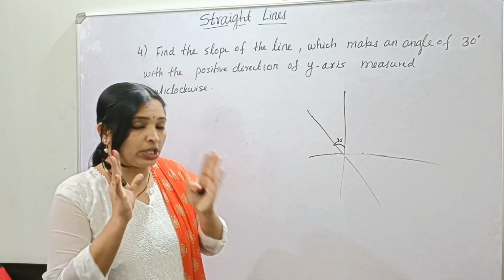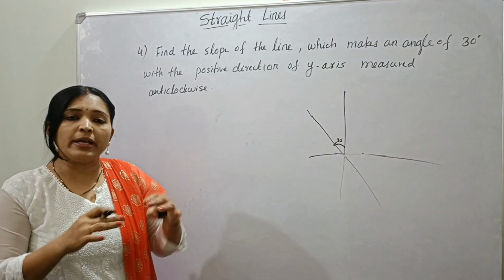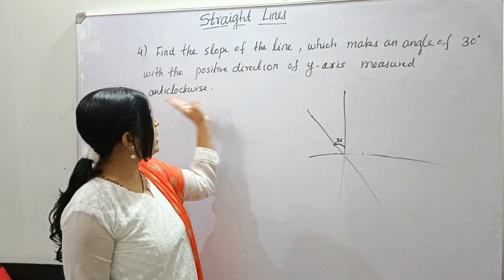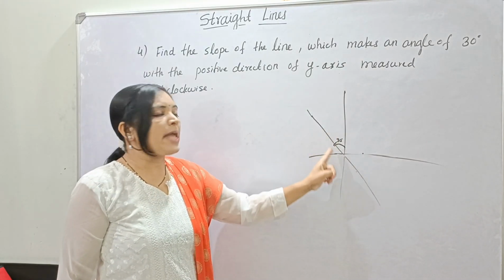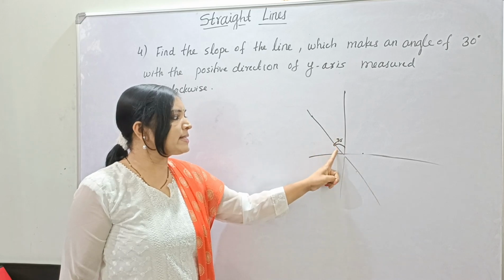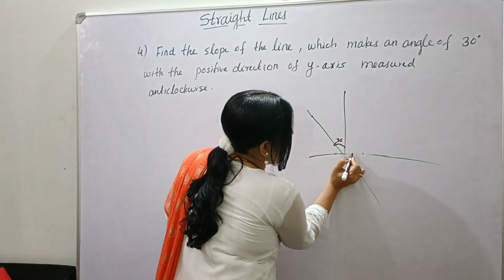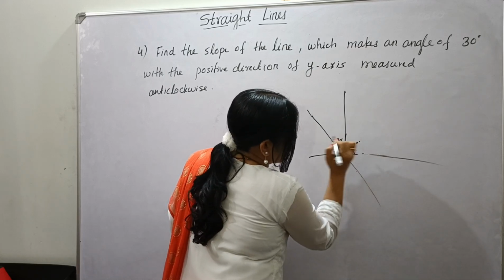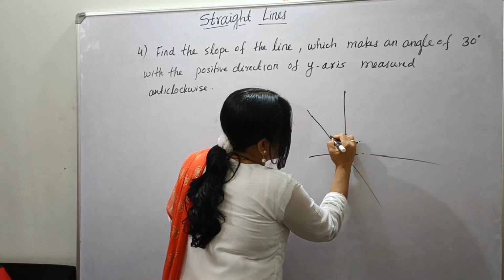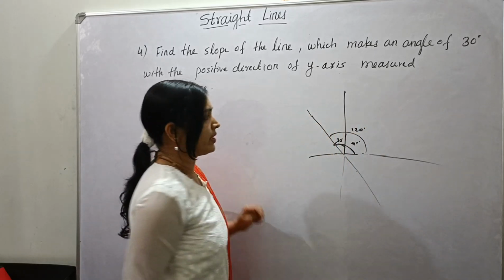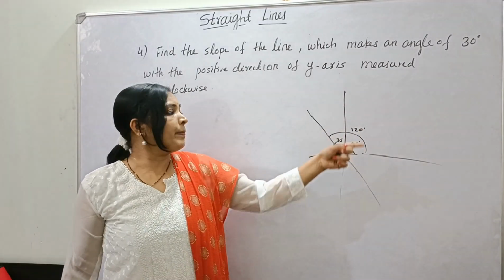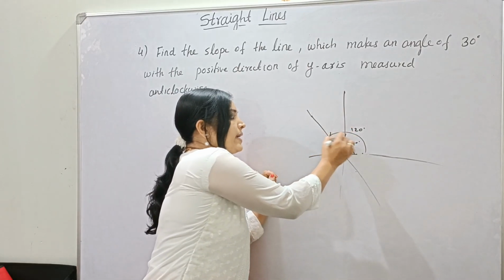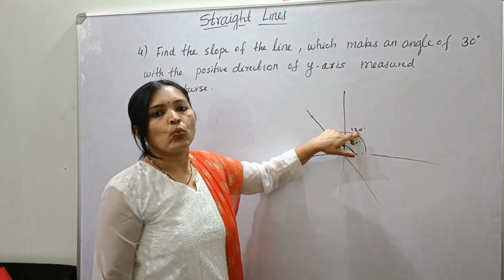If theta is the angle made by the line with the positive x-axis measured anti-clockwise. It is already given it is anti-clockwise, and from the y-axis it is 30 degrees. Then what is the angle from the x-axis? This angle is nothing but 90 degrees, so the total angle is 120. This angle is 120 degrees. So this is the angle made by the line with the positive x-axis measured in the anti-clockwise direction. So the angle is 120 degrees.